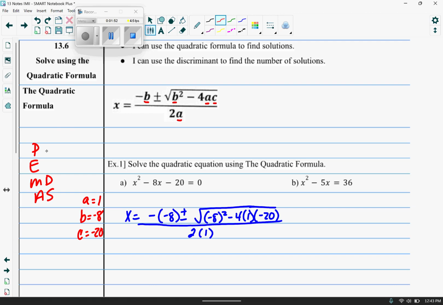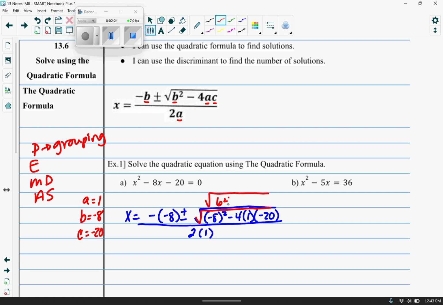So we have to start with parentheses or grouping symbols. And our grouping symbols are going to be this radical sign. In this case, it's going to be the radical sign. So we're going to do this part first. So underneath the radical, we still use order of operations. So we're still going to do exponents, multiply, divide, and then add and subtract. So negative 8 squared, or quantity squared here, is going to give me 64.